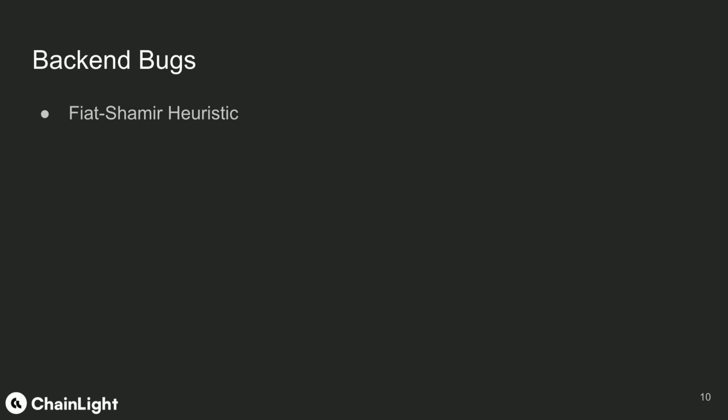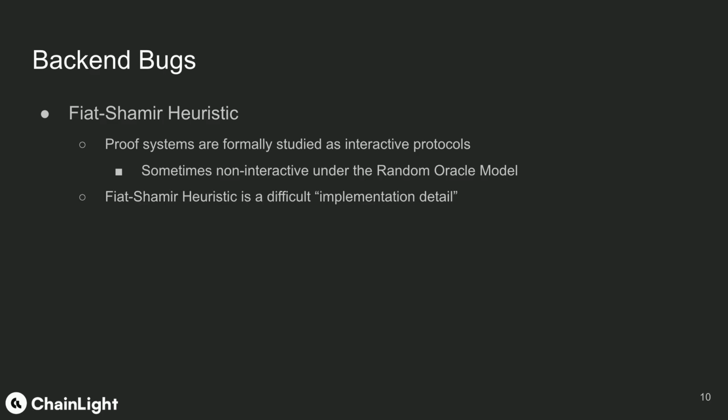There can also be bugs in the back end. So the back end is generally just implementing a proof system. And one crucial detail that can go wrong in these proof systems is something called the Fiat-Shamir heuristic. So proof systems, whenever they're studied academically and peer-reviewed, are usually studied as interactive protocols. But in practice, zero-knowledge proofs are used as non-interactive protocols, which essentially means the prover produces a single proof with no interaction with the verifier and just sends them a single payload that they can verify. And the thing that makes this possible is the Fiat-Shamir heuristic.